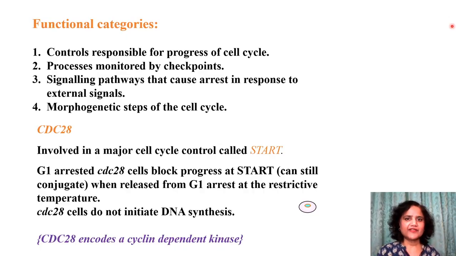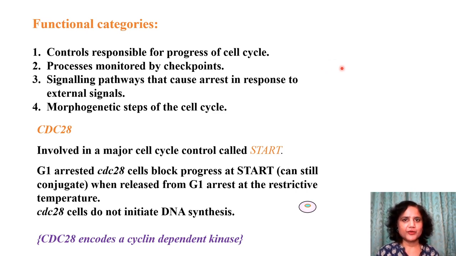When the screen was envisaged, the scientists wondered what they might find from such a study. It's possible to predict what you might find from such types of experiments. And they thought most likely that they would find genes falling into various functional categories, such as, most importantly, of course, controls which are responsible for progress of the cell cycle. Processes that are monitored by checkpoints, which are regulatory pathways in cells, which check whether everything is proper for the cell to progress forward in the cell cycle.